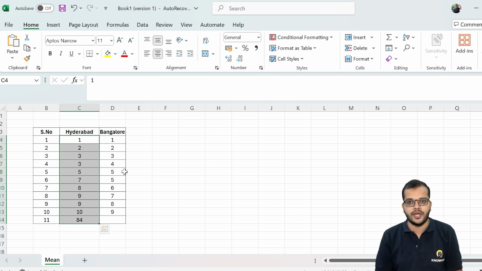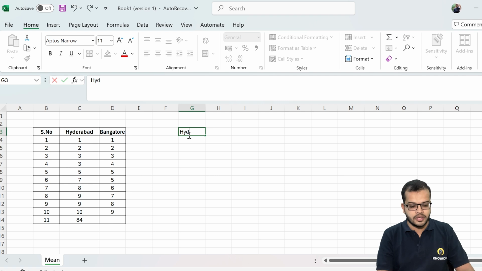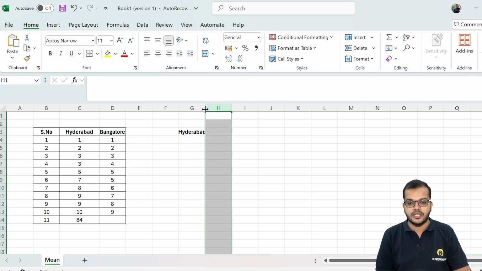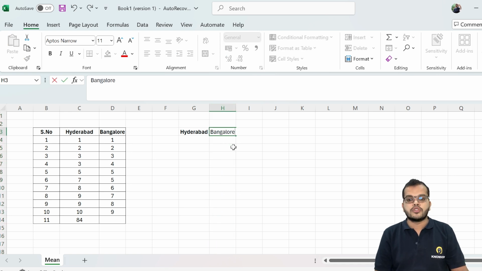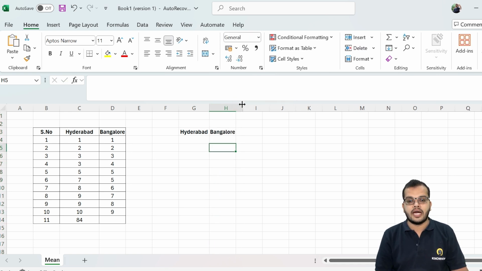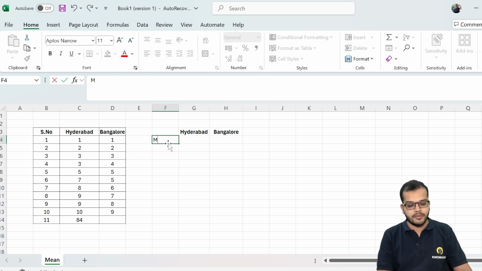In the same way, if I would like to find out the mean, how should I do that for Hyderabad? First let me consider the column name here as Hyderabad, and here I'm going to consider Bangalore. Now let me talk about Hyderabad. Let's find out the mean here.